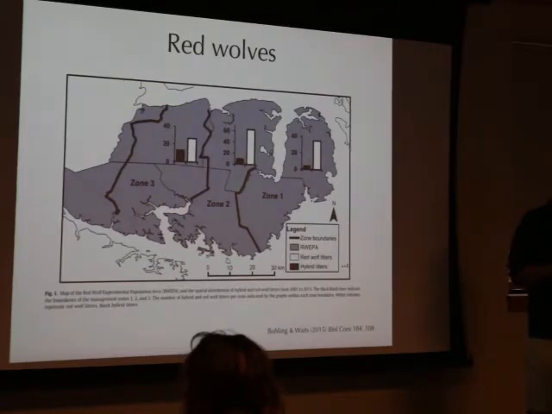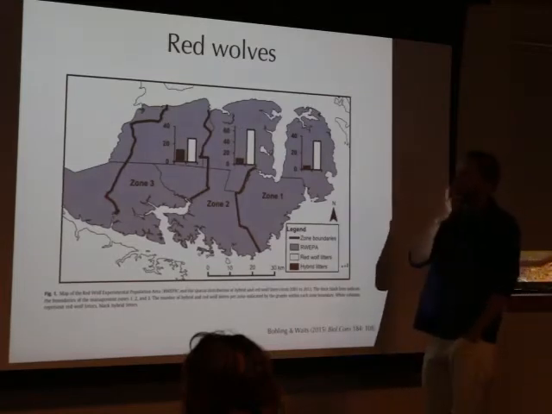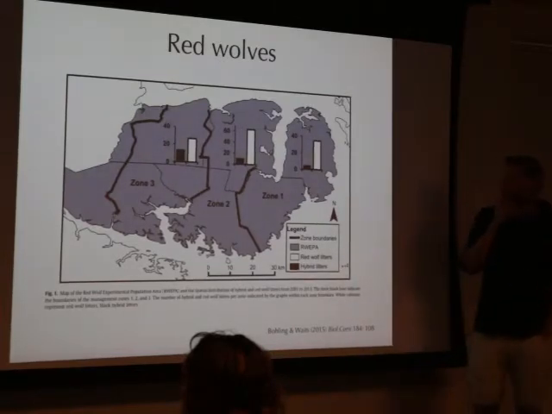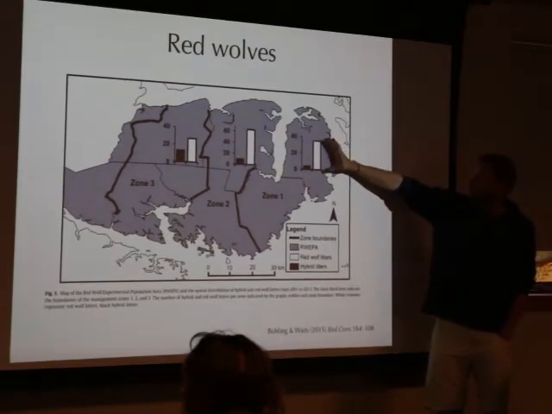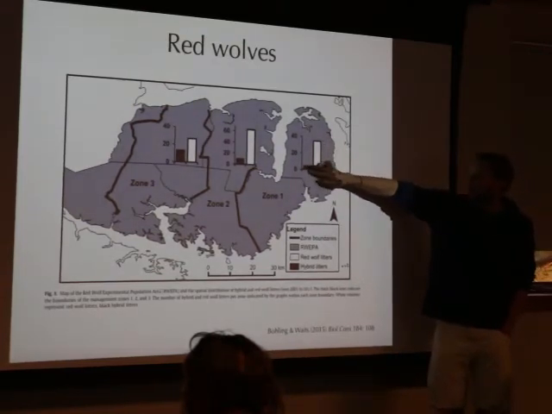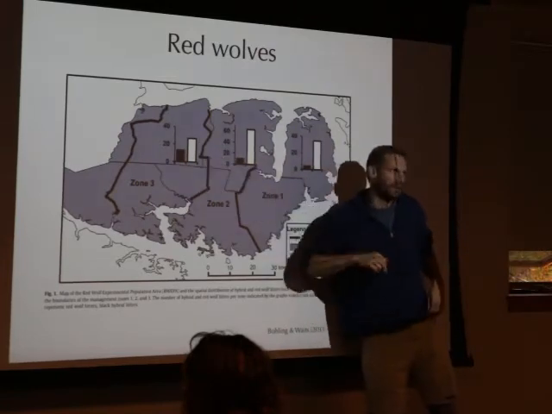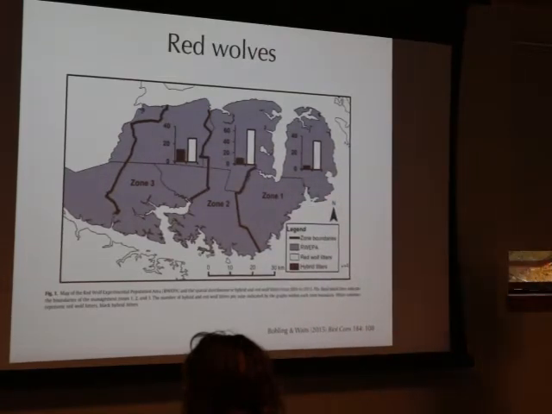So coyotes, which are actually not historically native to this area, are now pretty common, and they hybridize with these red wolves. So this graph, if you can see, the white bars are red wolf litters, the black bars are hybrid litters. And there's actually active management to try and reduce this hybridization and reduce the introgression of coyote alleles into the red wolf population.